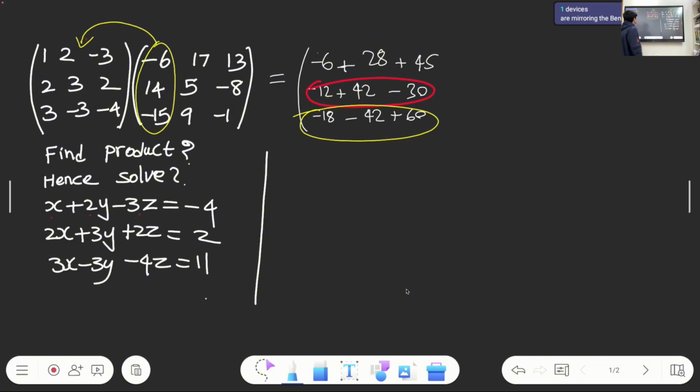So now we have to multiply. We have to take this row now, this row, and multiply with all the 3 columns. This one we have done. Now this one, do it.